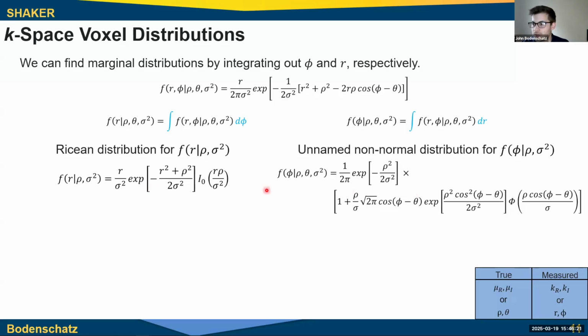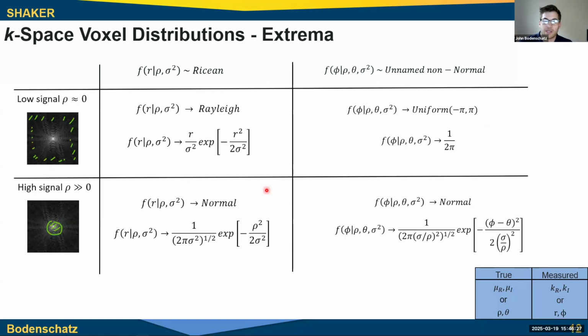So what does that look like in K-space? Well, it kind of depends where in K-space you are. If you're towards the outer edges of K-space, so here, this top row, where the signal or true magnitude is low, this Ricean distribution for the magnitude becomes Rayleigh. It looks like a normal distribution with a long right tail. And this unnamed non-normal distribution for the phase becomes uniform. So you just have uniform noise from minus pi to pi for the phase.